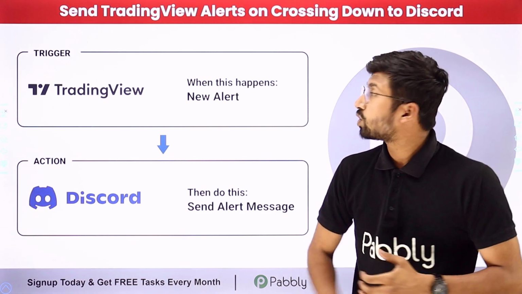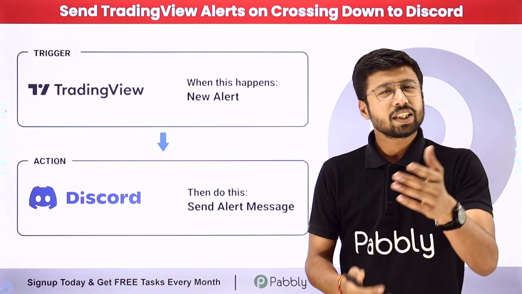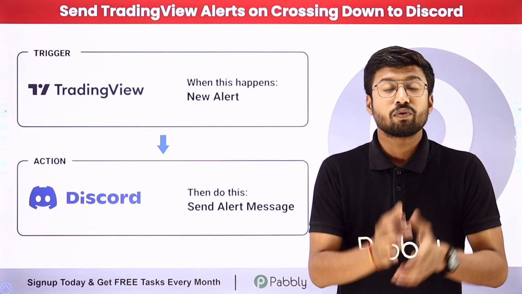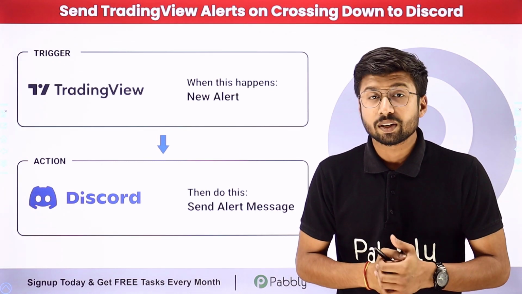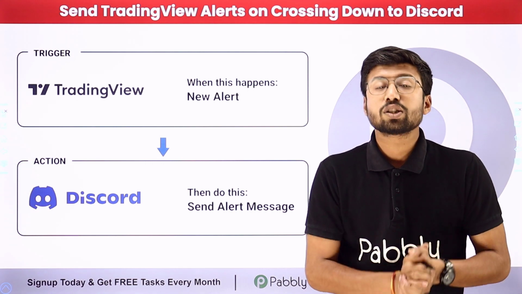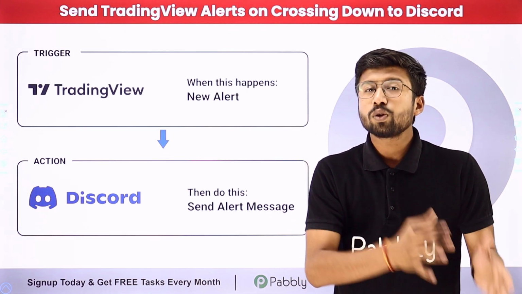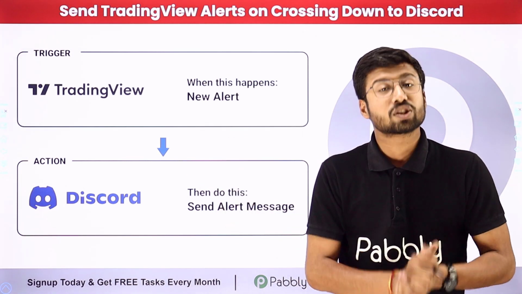So in this video, we are going to learn how to send TradingView alerts on crossing down to Discord. Let's say you are using TradingView and you have created multiple alerts in your TradingView account for multiple stocks and indices. Now you want that whenever you receive an alert message in TradingView for any stock crossing down a specific price for which you have created the alert, you want to send that crossing down alert message to your team members or community members on Discord channel.